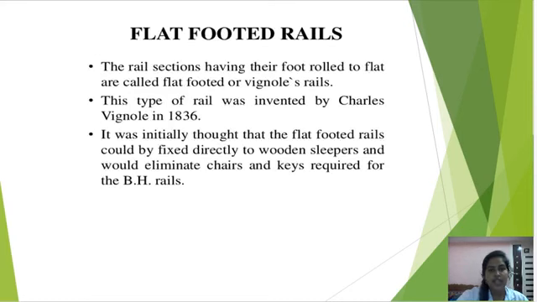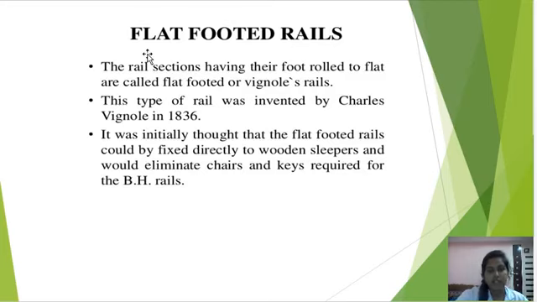So next rail is flat-footed rails. The first one is double-headed, the second one is bull-headed, and the third one is flat-footed. In double-headed rails, the head and foot are the same. In bull-headed rails, the head is somewhat more than the foot. In flat-footed rails, the foot is flat. So only this is called flat-footed rails. These rails have their foot flat, and then they are called flat-footed rails.